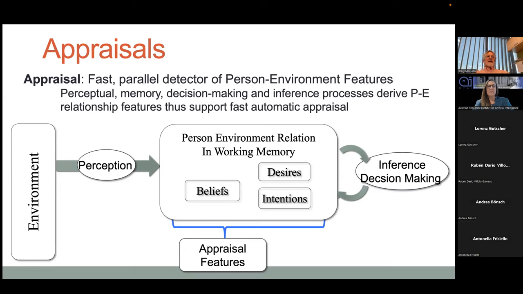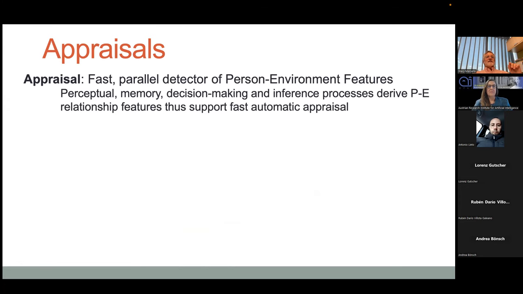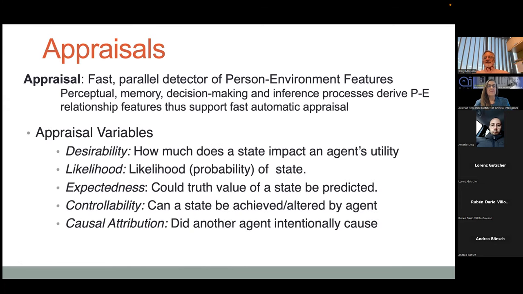And the idea is that appraisal is no longer a process, but a feature detector. It really is these other processes like inference and perception that are maintaining this representation of the relationship of the person to their environment. And the appraisal process is just feature detection. It's looking at the features in that representation, deciding, hey, is this something desirable? So desirability is how much the state impacts an agent's utility. Likelihood is the likelihood or probability of a state. Expectedness is whether the truth value of a state could be predicted, et cetera.